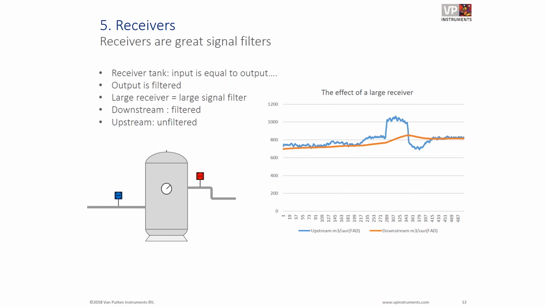But suppose the receiver is closed and it's not leaking, then you can see that at the input there will still be a very irregular pattern showing all kinds of peaks, and downstream of the receiver you might see a smooth, filtered-out line, and also sometimes vice versa. It depends a little bit on the equipment, of course, up and downstream of the receiver, but it works as a filter, so you should be aware of that to draw the right conclusions.